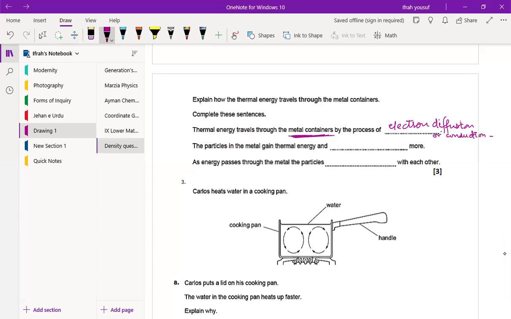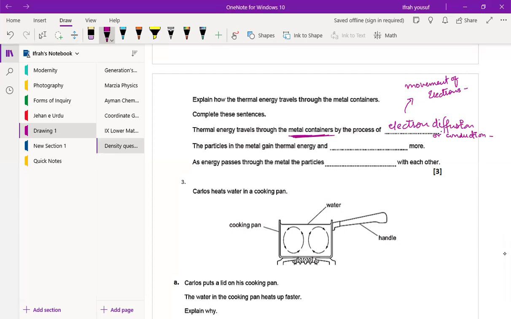Yes. That's okay. ठीक है, electron diffusion क्या था? Movement of the electrons, right? Yes. Movement of electrons. Done.